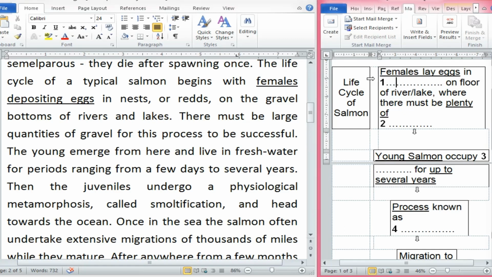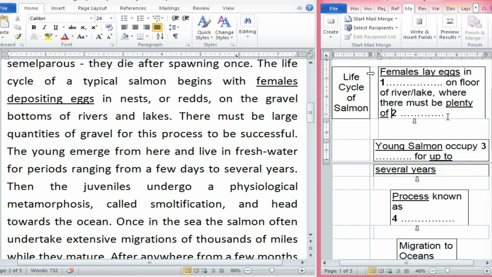Okay. Then I will see the second question. So I will again look at the keywords here. I have underlined where it says there must be plenty of, so you have to find something that will tell you plenty of something. So that's your keyword, plenty of. So let me start reading from here. Because I know the answers are in sequence, I'm going to read and try to find something related to plenty of.